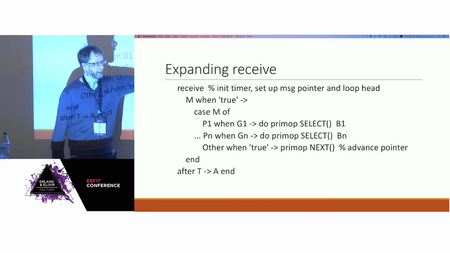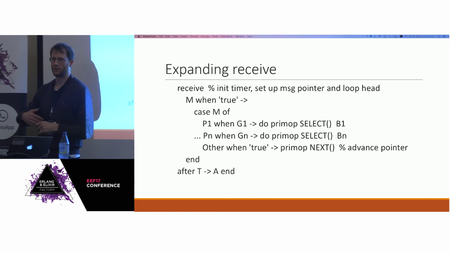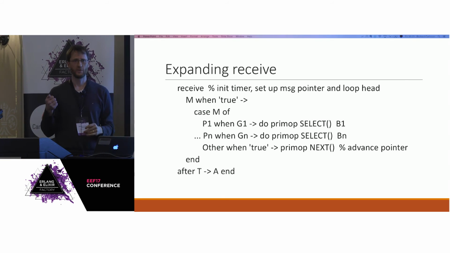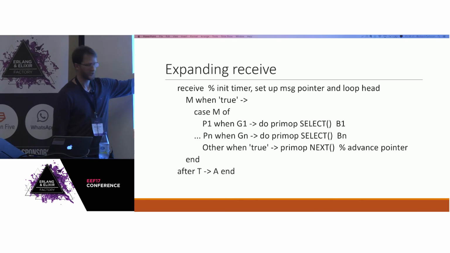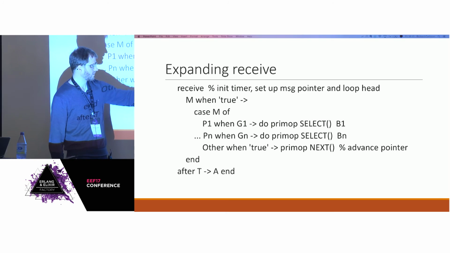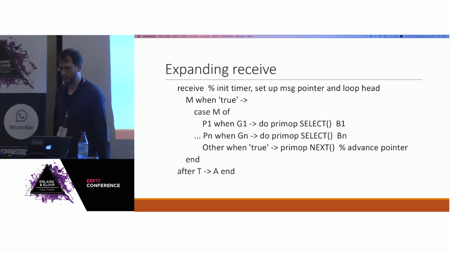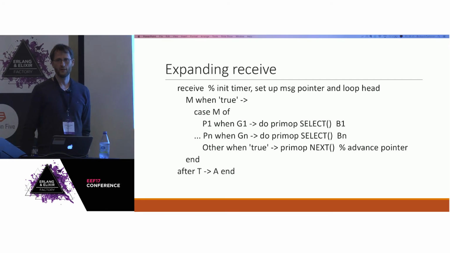insert a special primitive operation here before I do the body that says, okay, we had a match. Select this message, remove it from the mailbox. This is the one that we wanted. And then enter the body and drop any timers, etc. And if we didn't match any of the patterns, then we have a catch-all clause at the end, which does a next primop instead, which will leave the message in the mailbox and advance the pointer and go back to the loop head.